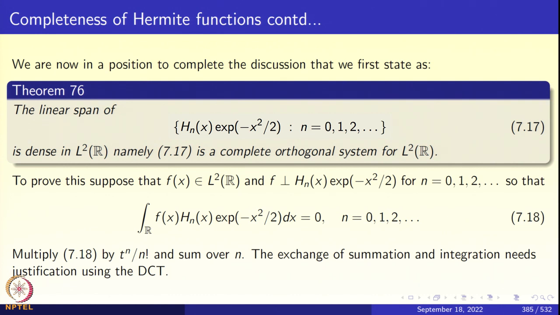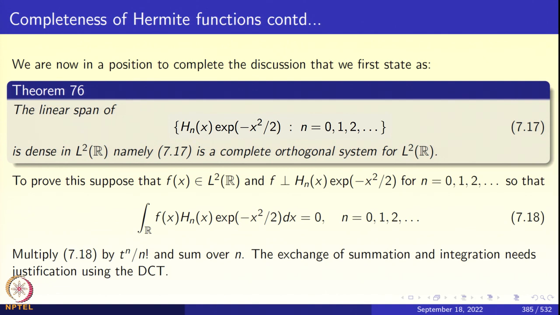It is exactly for this purpose, to exchange the summation and integration, that we did this exercise in the last slide about estimating h_n(x) upon n factorial. What was the estimate? It was a geometric sequence c to the power n into e to the power x squared by 3. So now you see the e to the power minus x squared by 2. When I take the product, I still get an exponential damping factor. And the rest of the things are f of x, which is in L2, which is not a problem, and the summation of h_n(x) upon n factorial t to the power n. So now we know how that grows.